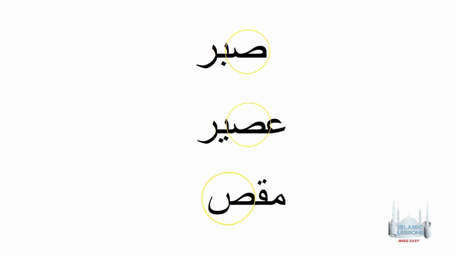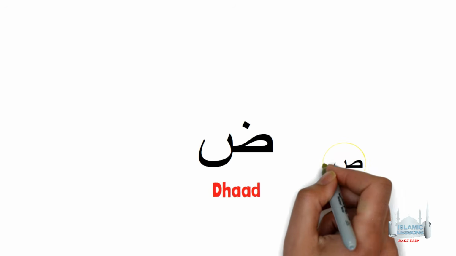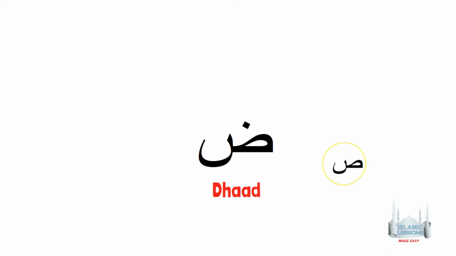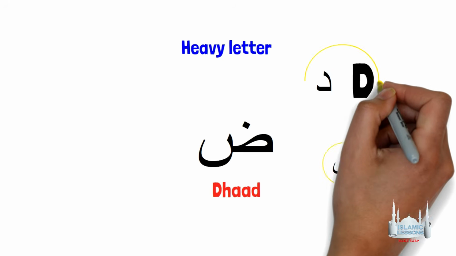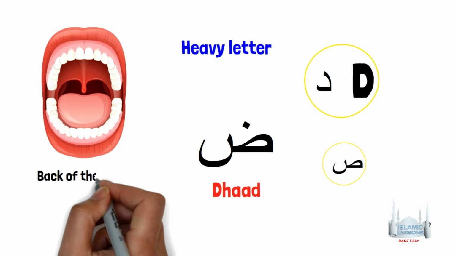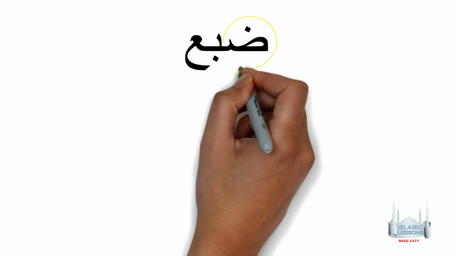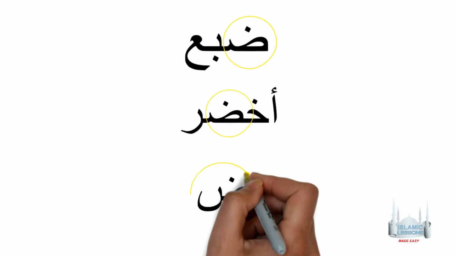This letter is called dad. It is similar to the previous letter sad, except it has a dot. Dad is a heavy letter. The closest letter would be the letter D and the letter dal, but it is pronounced heavy. The sound also comes from the back of the mouth. This is what the dad looks like at the beginning, like this in the middle, and like this at the end of a word.